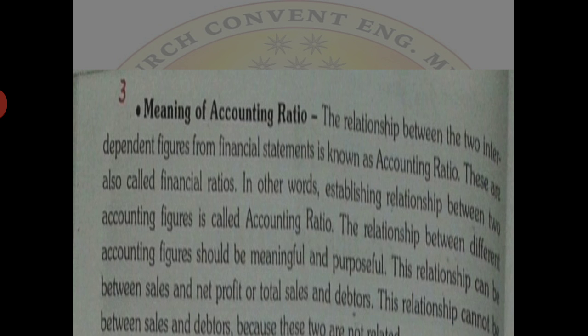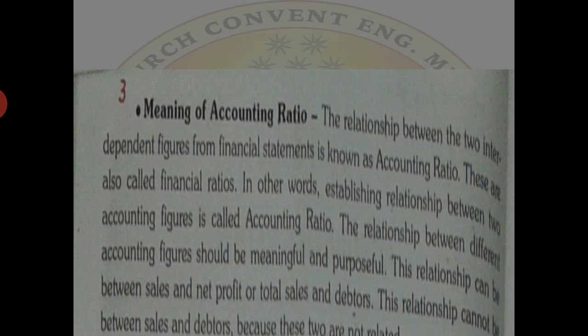Okay, this relationship may be between, as I told, the sales and net profit, or total sales and debtors, but it cannot be between sales and debtors because these two are not related. Why? When we sell something, what happens? We receive money, and it means the ultimate impact goes on the turnover. Okay.